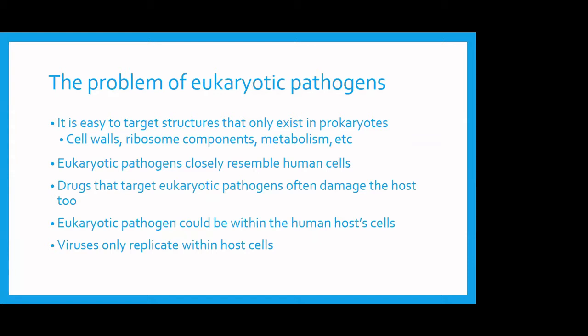It's really easy to target those structures that only exist in prokaryotes, like their cell walls, the parts of their ribosomes, pieces of their cell metabolism. But drugs that target eukaryotic pathogens can really often be bad for the host as well. And the eukaryotic pathogen could be within the host's human cells. So in order to kill the pathogen, you have to kill those cells as well.